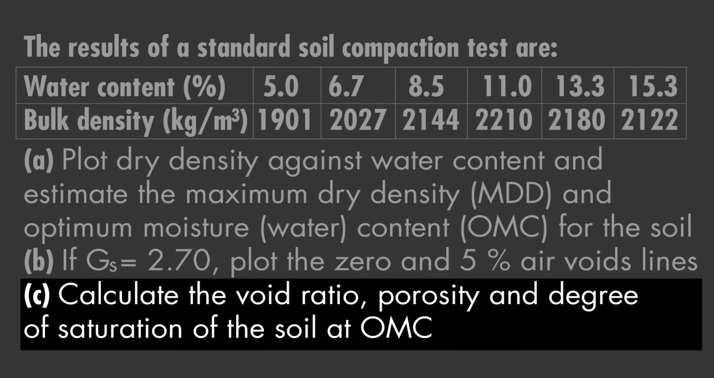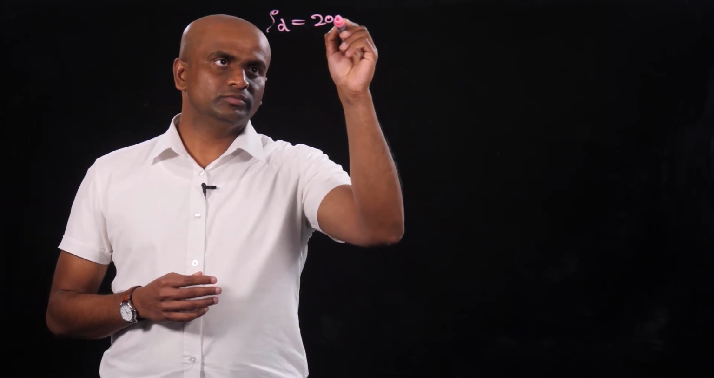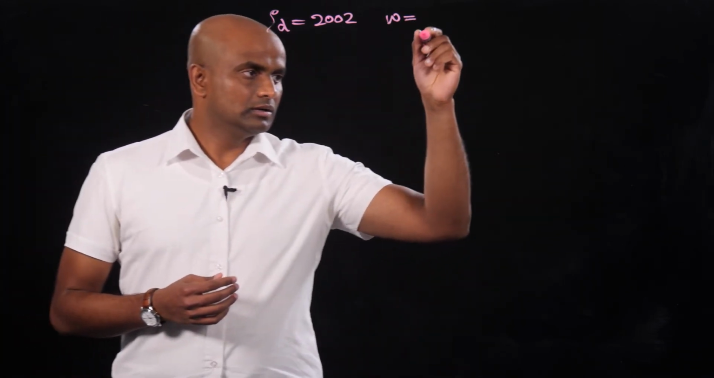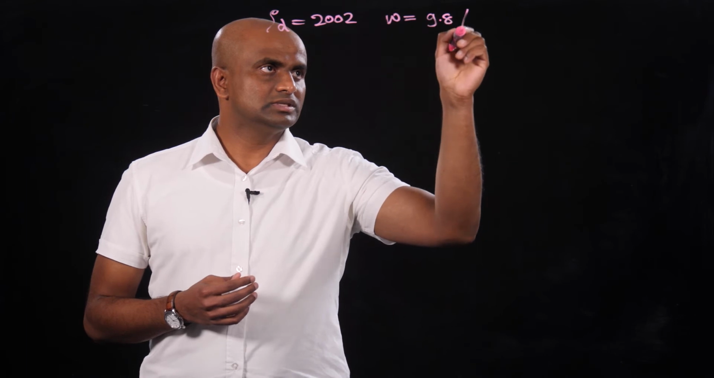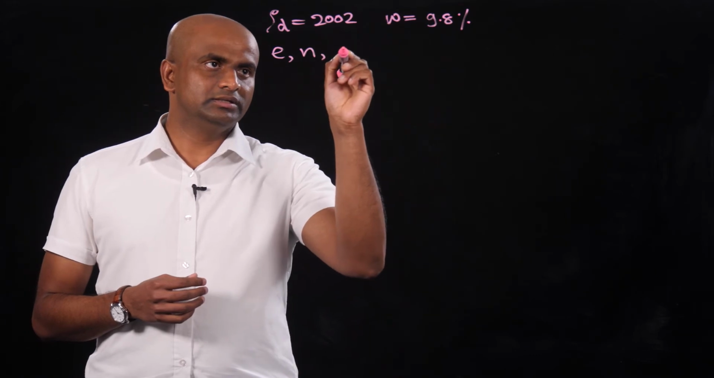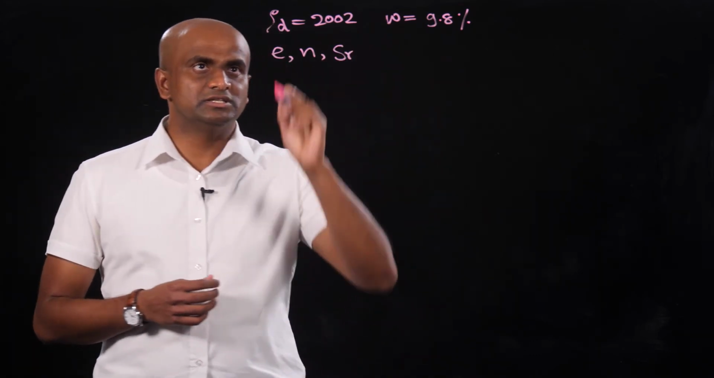Next part of this question asks you to calculate some soil properties like void ratio, porosity and degree of saturation for the optimum moisture content and the maximum dry density. So from the curve we know that our dry density rho d equals 2002, and the optimum water content is 9.8%. So these are from the curve, and then we need to calculate the void ratio, porosity and degree of saturation under these conditions.